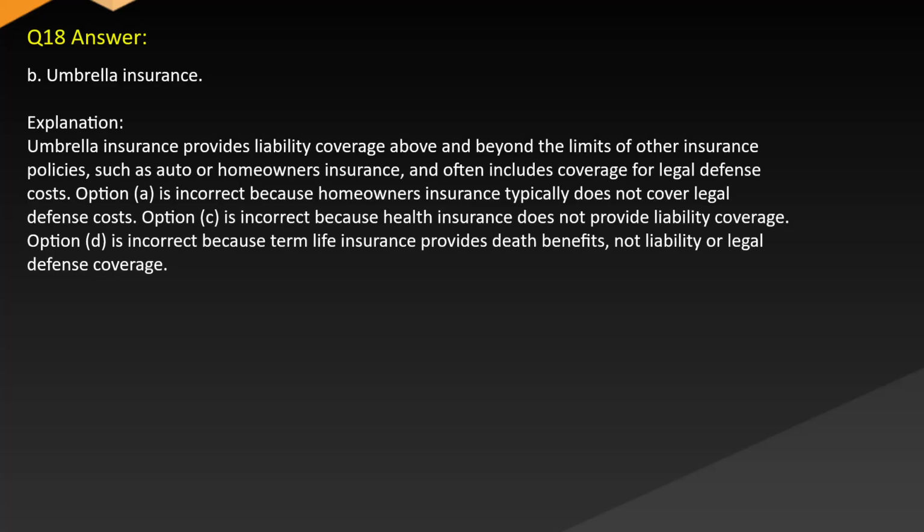Answer: B. Umbrella insurance. Explanation: Umbrella insurance provides liability coverage above and beyond the limits of other insurance policies, such as auto or homeowners insurance, and often includes coverage for legal defense costs. Option A is incorrect because homeowners insurance typically does not cover legal defense costs. Option C is incorrect because health insurance does not provide liability coverage. Option D is incorrect because term life insurance provides death benefits, not liability or legal defense coverage.